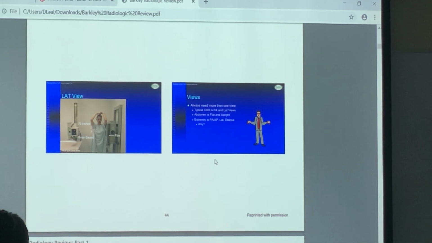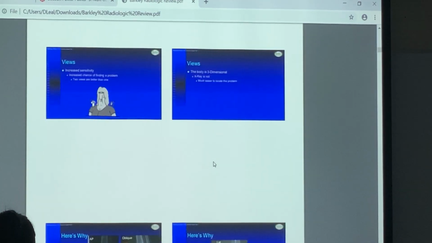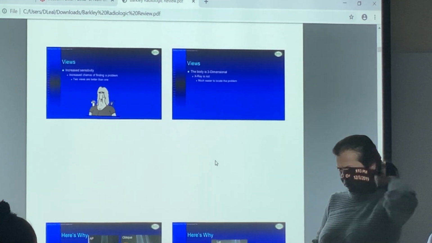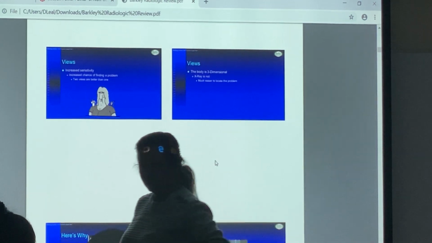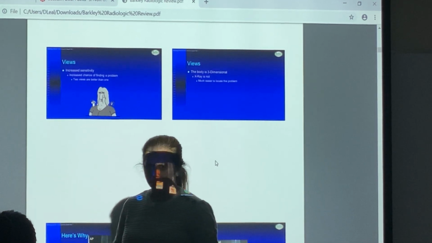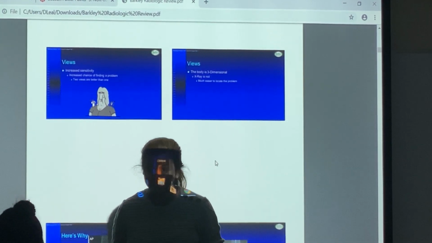What do you say about the oblique? We don't use oblique much. We use oblique mostly on extremities, cervical spine or skull. The lateral decubitus is for pleural effusions.